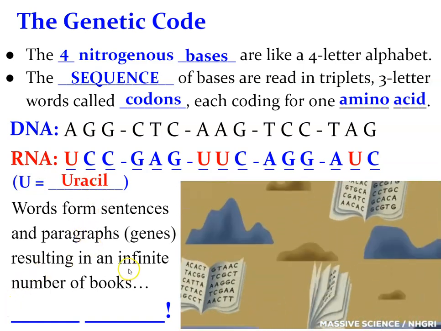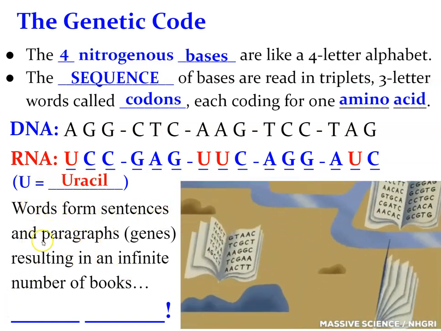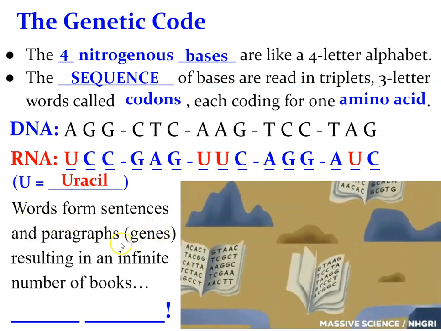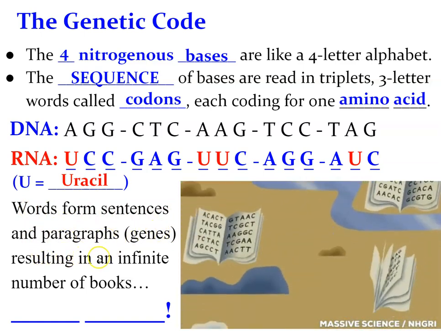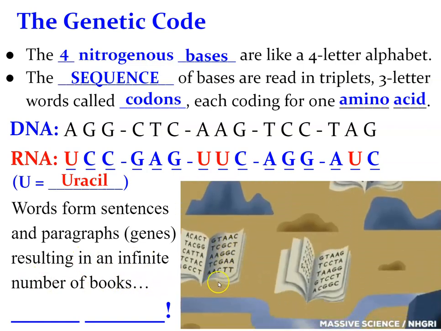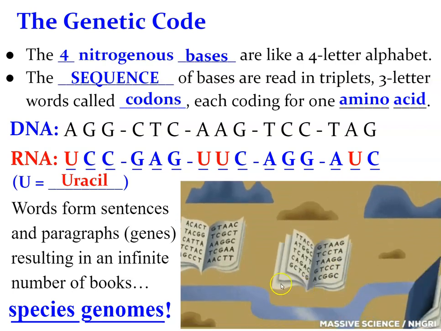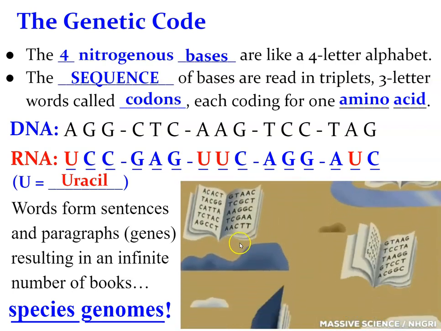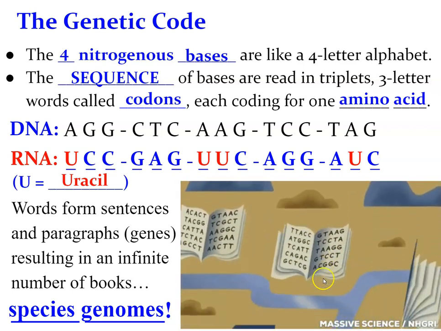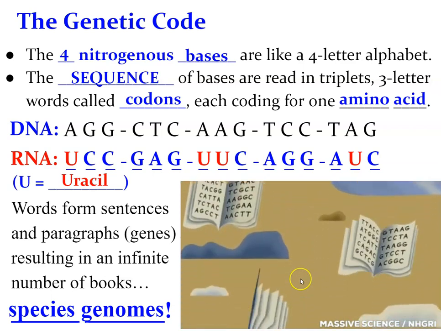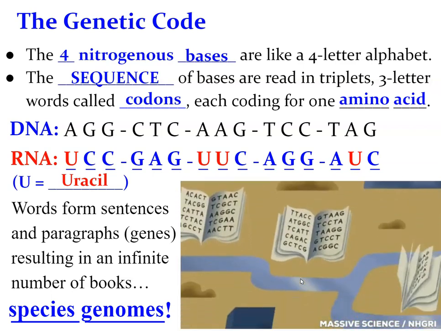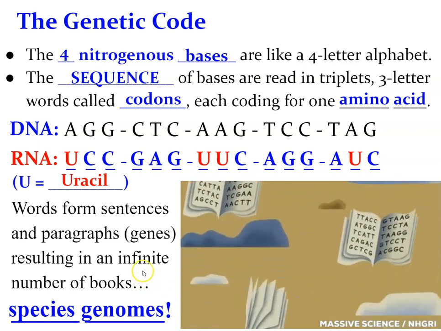If we continue with the analogy, words form sentences and paragraphs, which are genes, and the result is an infinite number of books. In other words, species genomes. Each book represents the genome of a species, all the genes that make a species a species. Like when we talk about the human genome, we're talking about all the genes that make a human a human. All right?